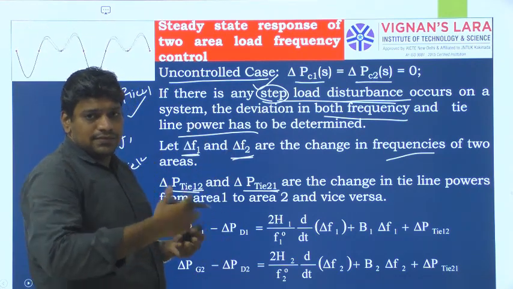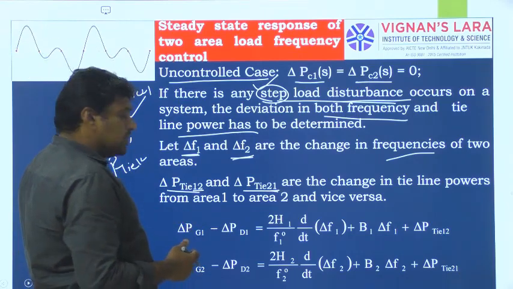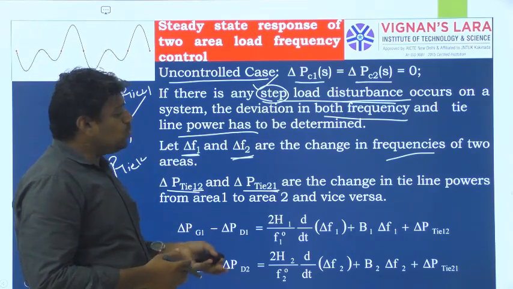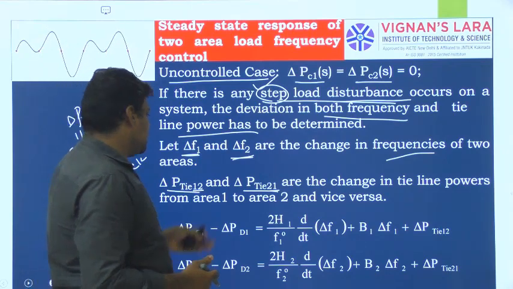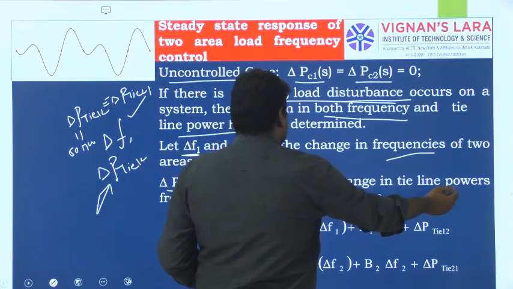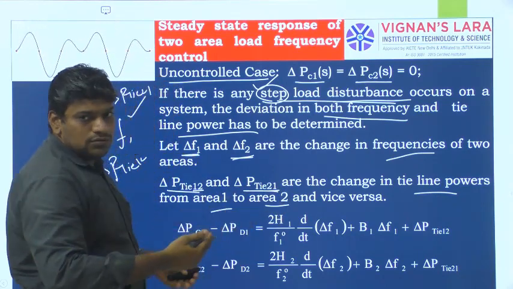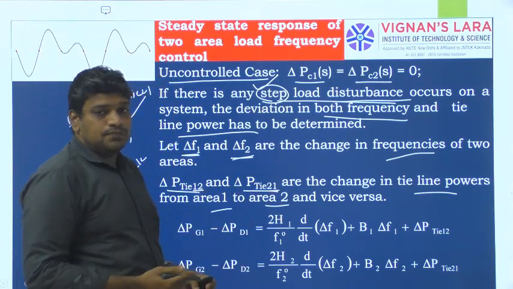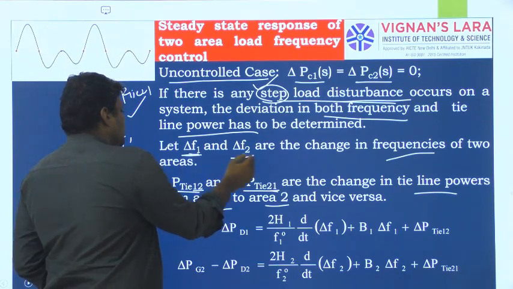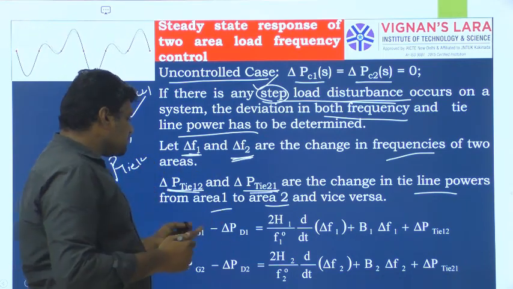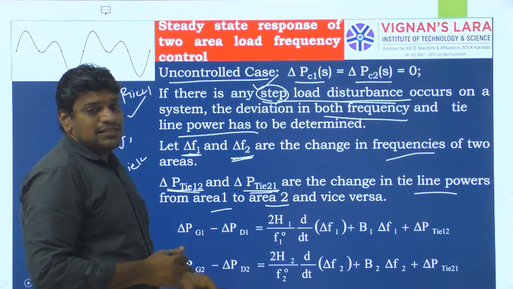The direction is in reverse. That's why if delta P tie 12 is 50 megawatts, then delta P tie 21 is minus 50 megawatts. So these two parameters are the change in tie-line powers from area 1 to area 2 and vice versa, area 2 to area 1. These are the parameters we need to study. Clear? Next, we know the power balance equation.